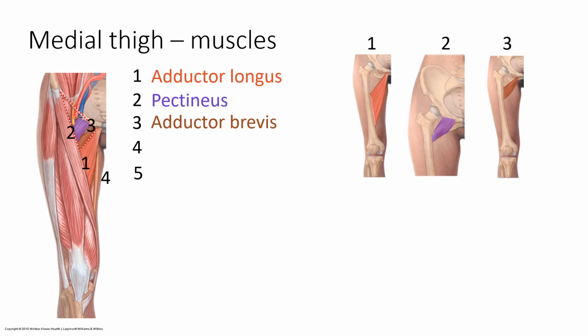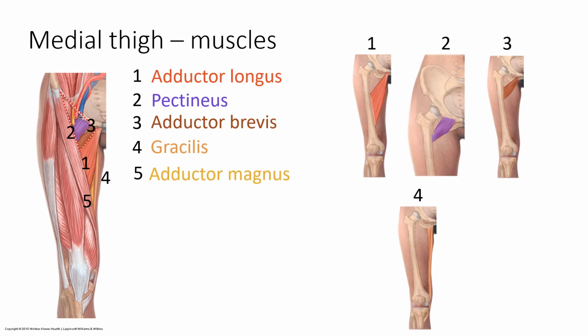Our fourth muscle is a thin little strap muscle located almost entirely medially, and that is our gracilis muscle. Our last muscle is the adductor magnus, which in this view on the right is actually a posterior view in order to see the full muscle belly.